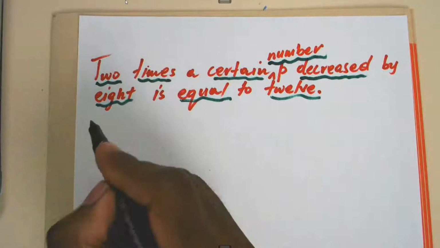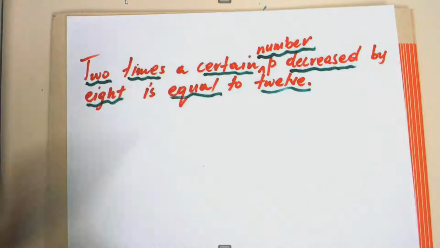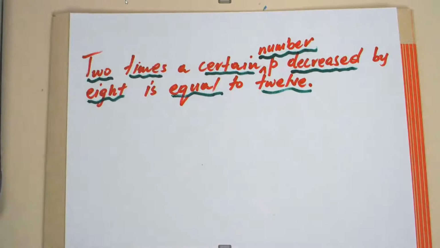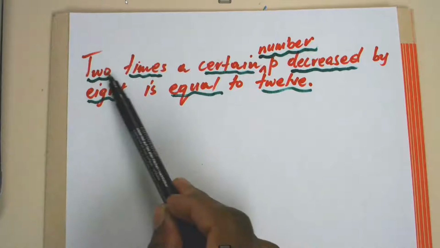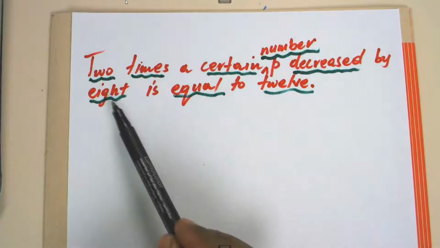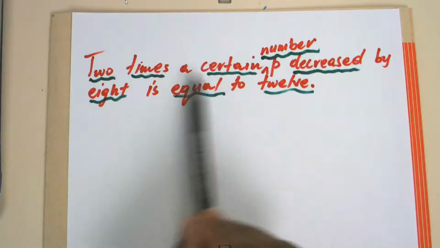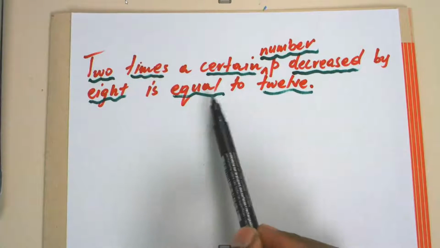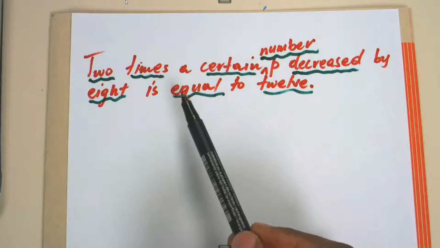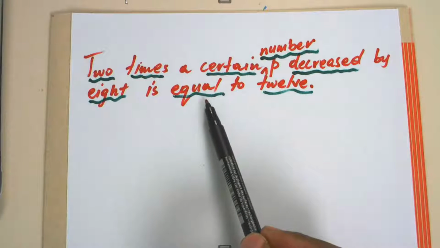2, in a mathematical way, or in a mathematical language, when I'm writing my equation in this case. All right, let me just go back a bit. Let me read the situation again. 2 times a certain number p decreased by 8 is equal to 12. The word equal means that I'm talking about an equation now. I'm no longer talking about an expression, because it's got the word equal.